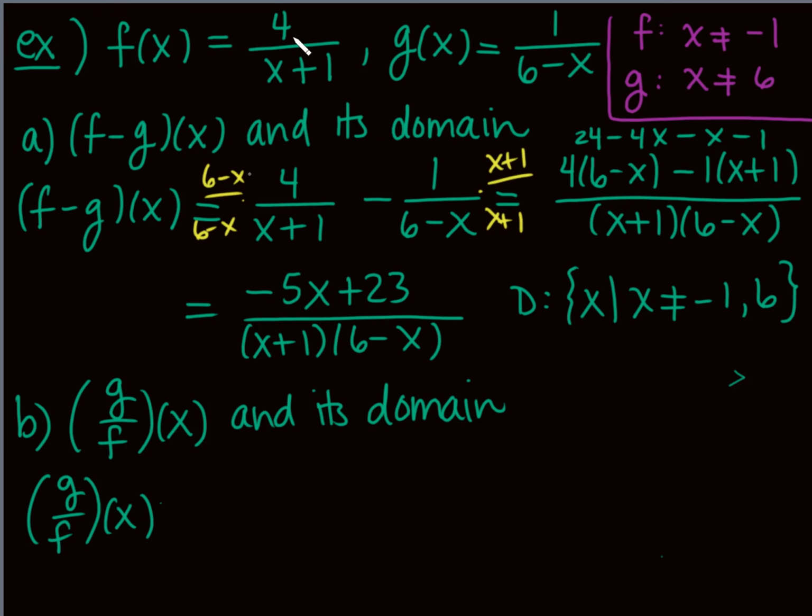However, if you look at f, I have 4 over x plus 1. I have a constant in the numerator. That means it can never be 0 because the only way for a fraction to be 0 is if the numerator is 0. So I actually don't need to worry about that, which is kind of nice.